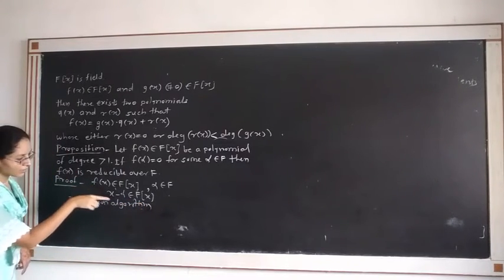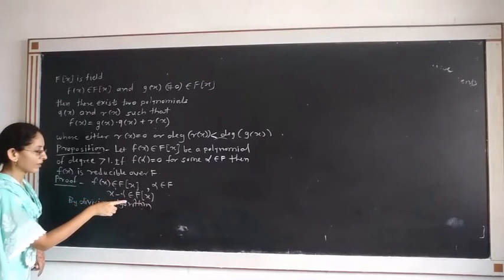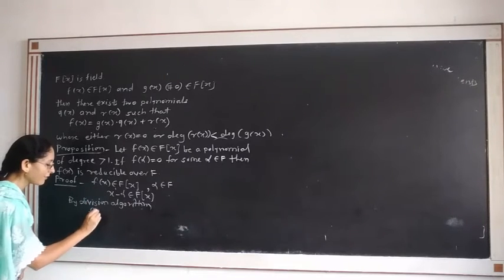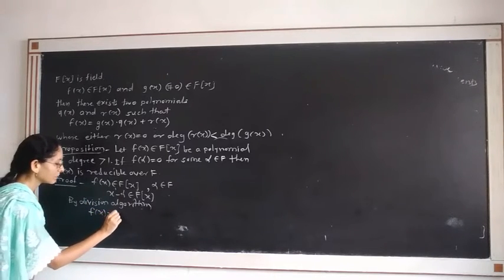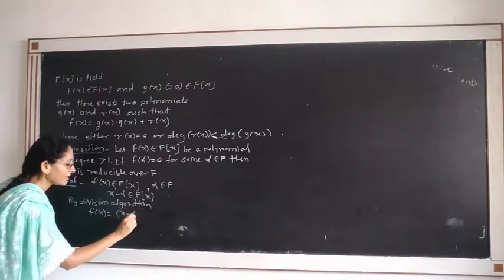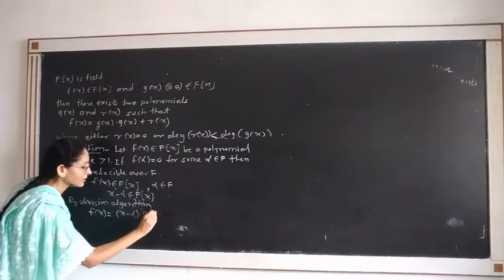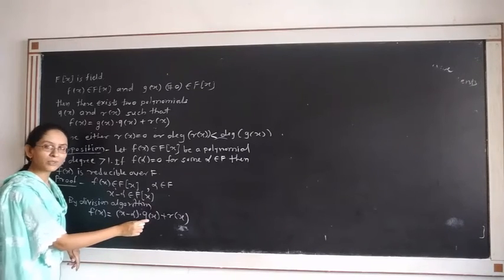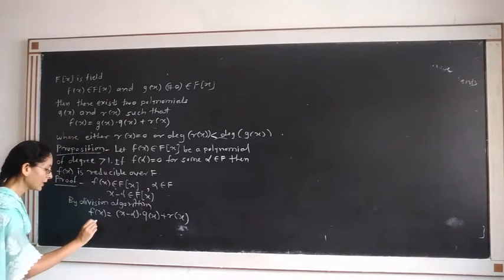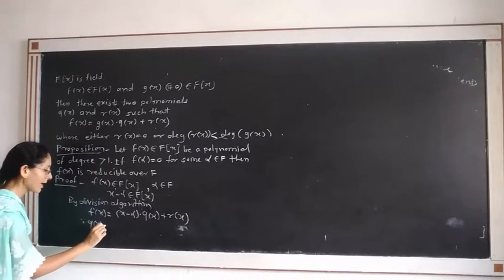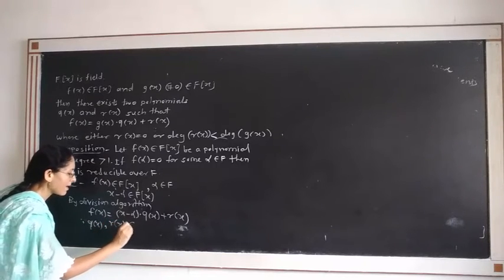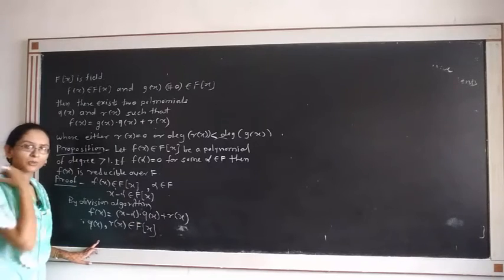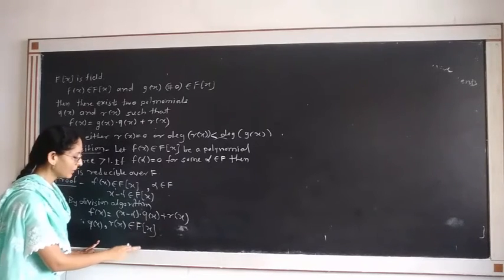which is the divisor polynomial x minus alpha, and you are dividing the polynomial f(x). Therefore, we write f(x) is equal to x minus alpha into q(x) plus r(x), where q(x) and r(x) are from the field F[x]. q(x) is called the quotient polynomial and r(x) is called the remainder polynomial.